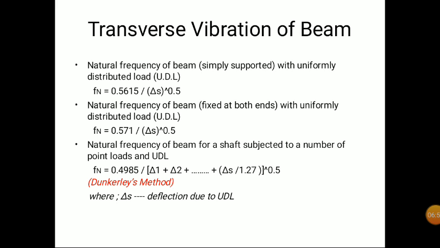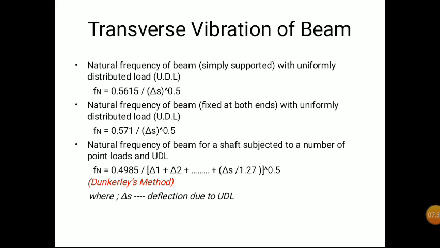Natural frequency of a shaft subjected to a number of point loads and UDL. Here both the point loads and UDL are coming, so this equation is very important. When both the UDL and point loads are coming, the equation becomes Fn equal to 0.4985 by root of delta 1 plus delta 2 plus etc. plus delta S, raised to 0.5. This equation is called the Dunkerley's method. Delta 1, delta 2, etc. mean the deflection due to point loads, and delta S means the deflection due to UDL. Next we are going to discuss a problem. This is the equation we are usually using.